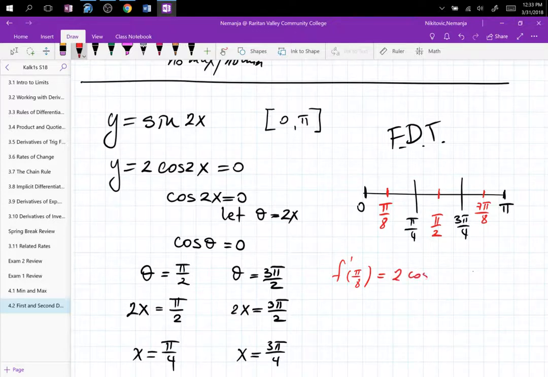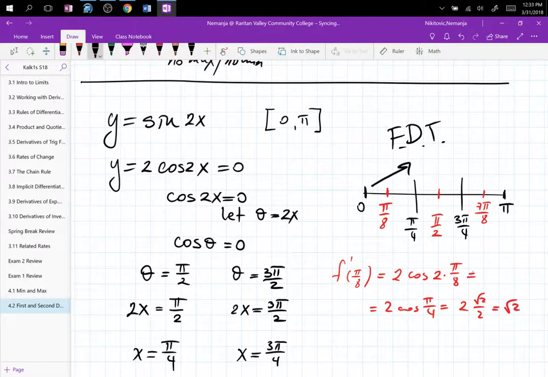So 2 times cosine of 2 times pi over 8. Well, that is 2 times cosine of pi over 4. Cosine of pi over 4 is root 2 over 2. So the whole thing is positive root 2. We have the increase on the first partition. Function is increasing.